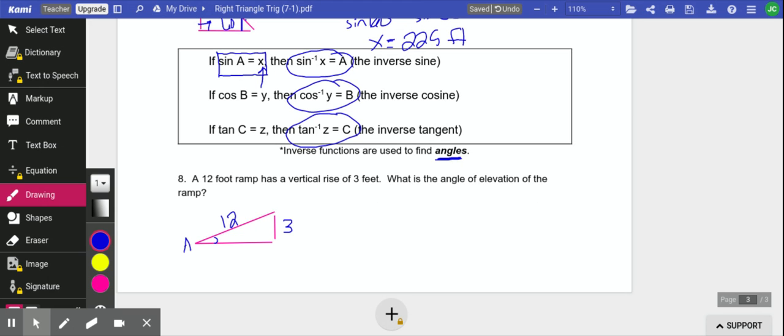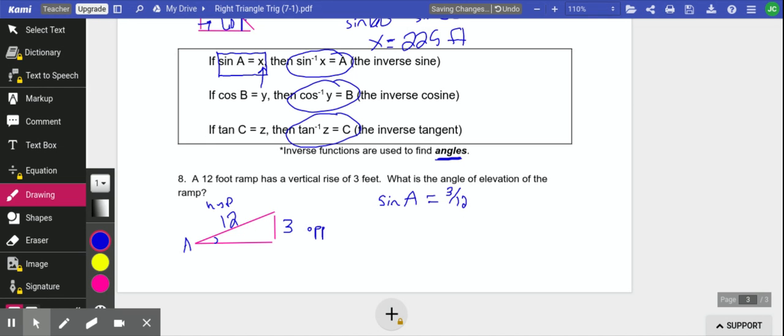So we're going to start the same way. 3 is the opposite side. 12 is clearly the hypotenuse. So thinking about SOHCAHTOA, opposite and hypotenuse is sine. Seem to be using sine a lot. That's not always going to happen. It just happened today. So the sine of our angle A, we don't know what A is, is 3 over 12.